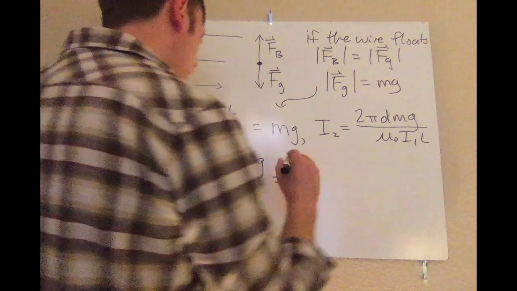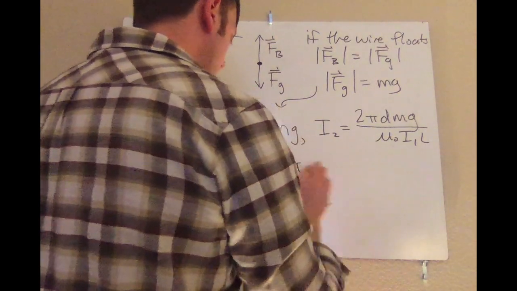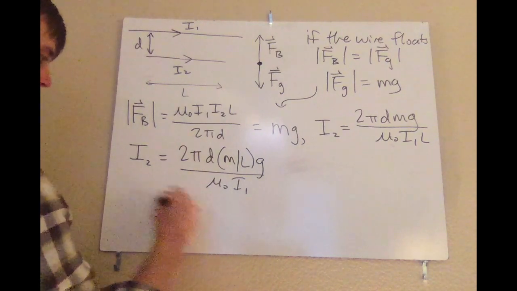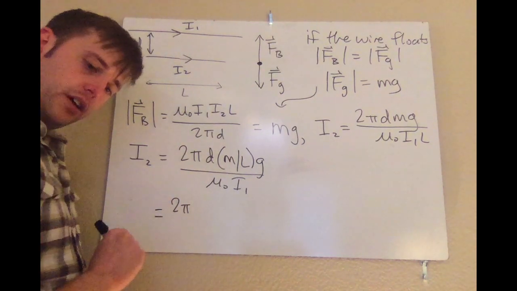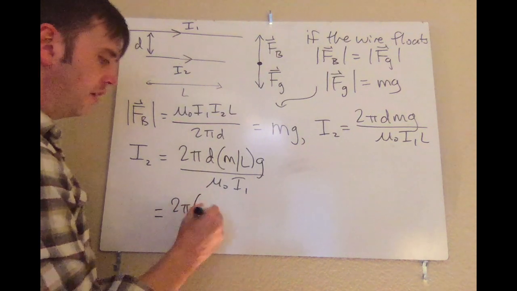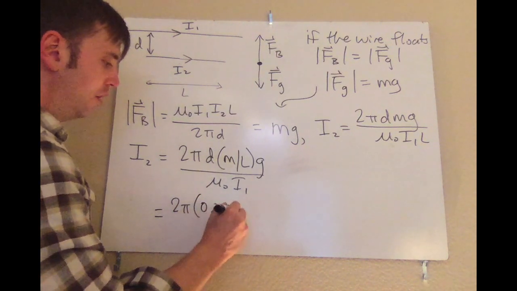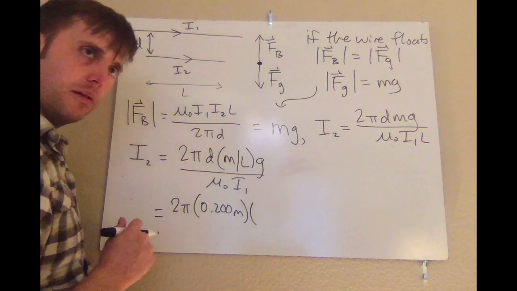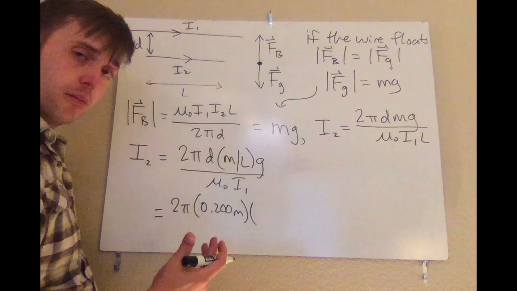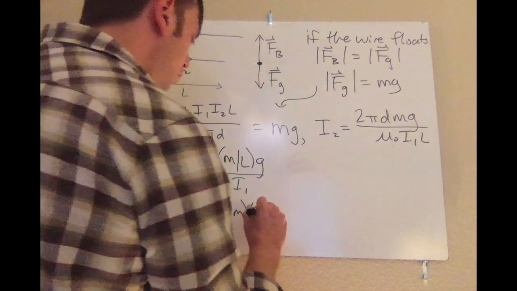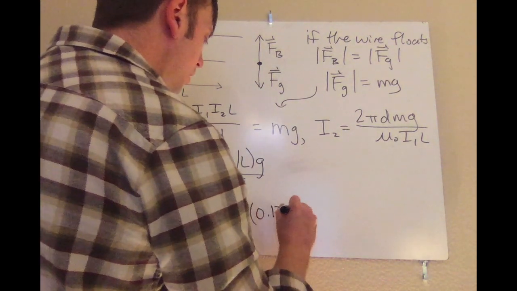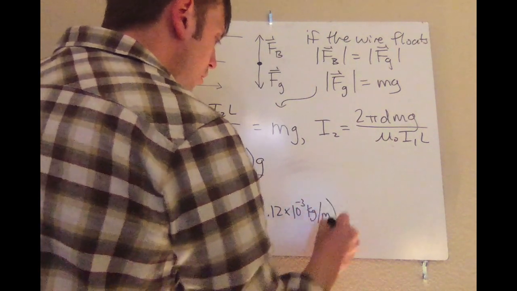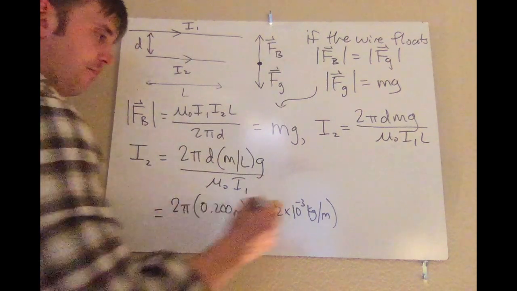So on top we have 2 pi. Actually, let's go down here, I don't think I have enough room. On top we have 2 pi. The distance between the two wires, we found that to be 20 centimeters or 0.200 meters. The mass per unit length: we had 0.12 grams per meter. We want this in kilograms, so 0.12 times 10 to the minus 3 kilograms per meter. That's the mass per unit length of the wire.